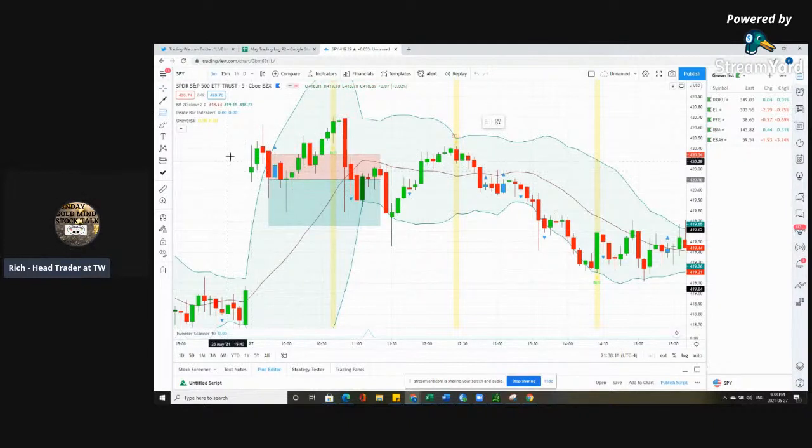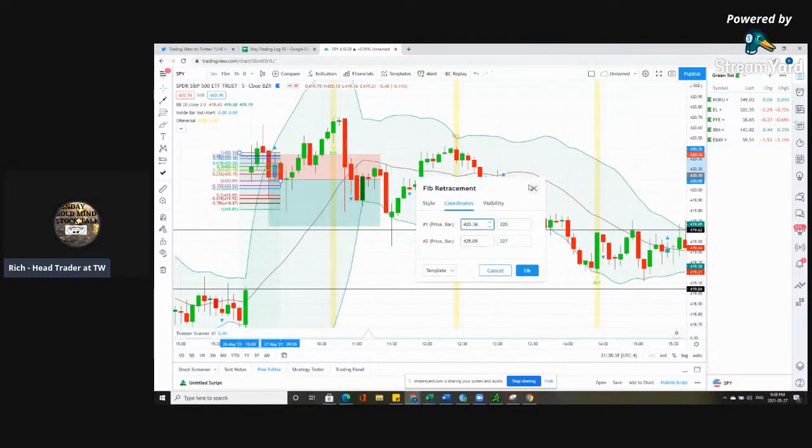So what we're gonna do here is take this fib. This is probably one of my biggest secrets. We're gonna take this fib from high to low like this. I just want to make sure that I have the exact high and low. So the high is 420.36, and the low is 420.09. So I'm just gonna make sure: 420.36, 420.09.